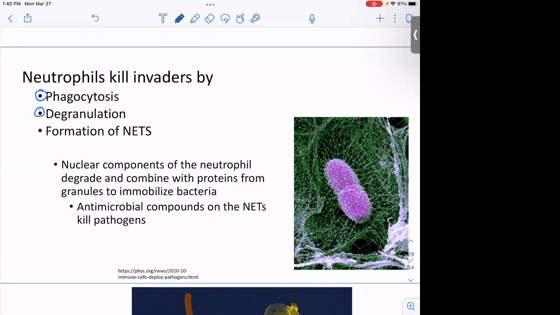They have granules. We said they're granulocytes, so they can degranulate onto pathogens. What kind of things are in those granules? The same sorts of things that we'll find in lysosomes of other white blood cells: digestive enzymes, and some inflammatory mediators as well. We'll talk about that a little bit more. But this is the reason why it's best that neutrophils are short-lived.